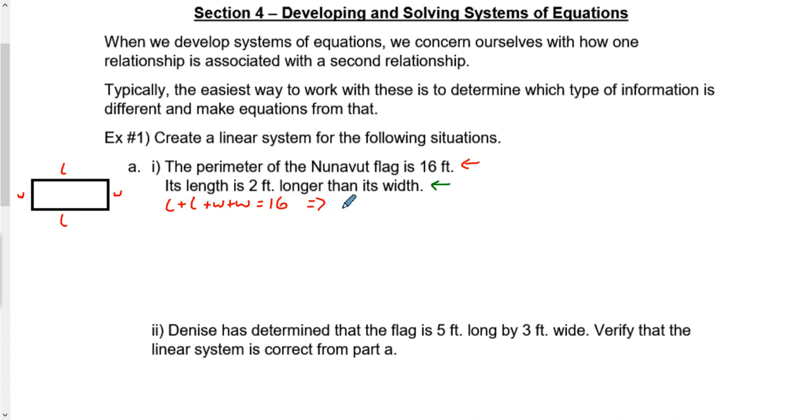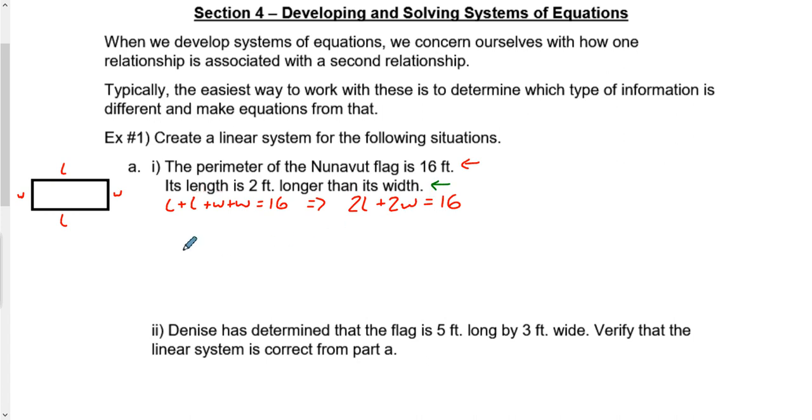So what does that mean? Well, if we combine our like terms, 2L plus 2W gives us 16. Now the trickier one is this: the length is 2 feet longer than the width.